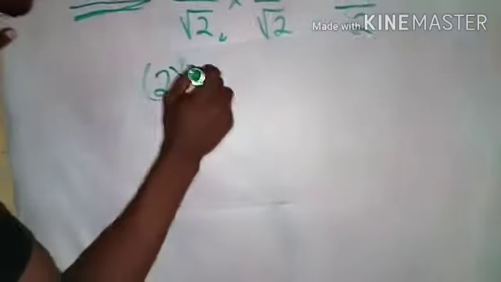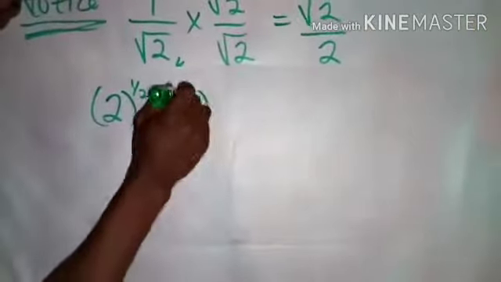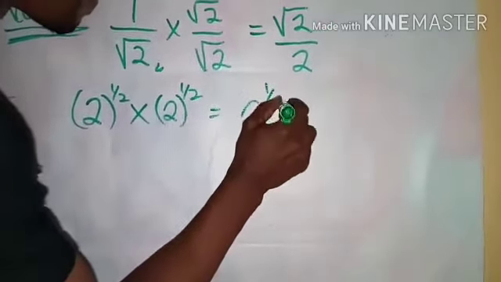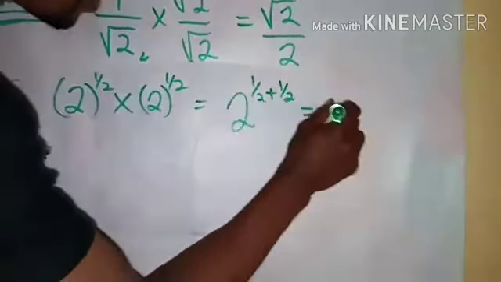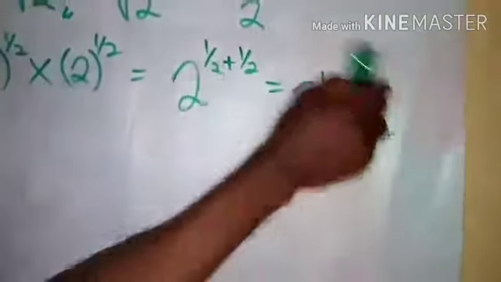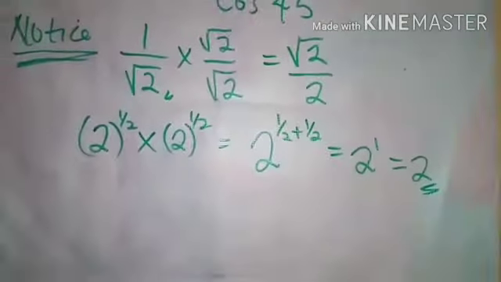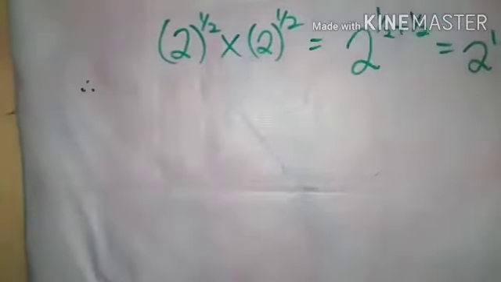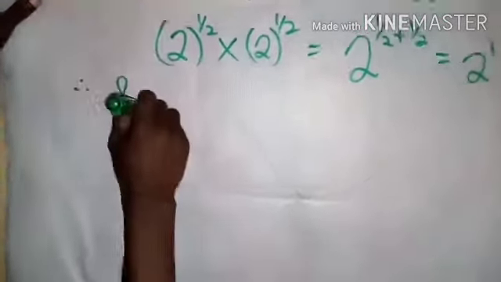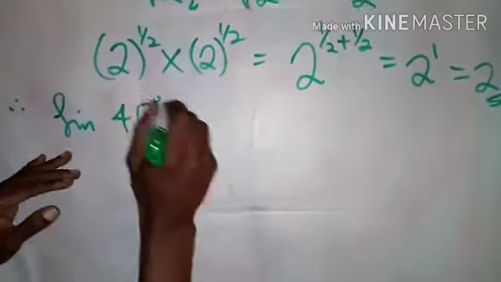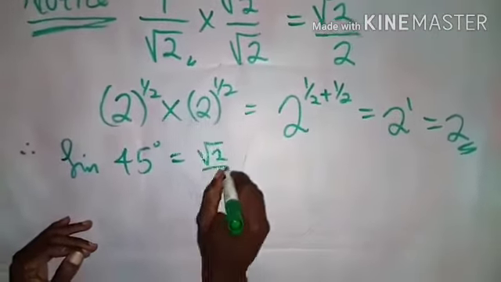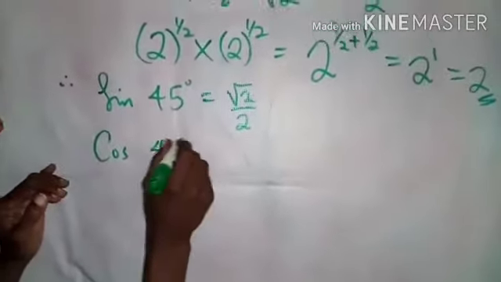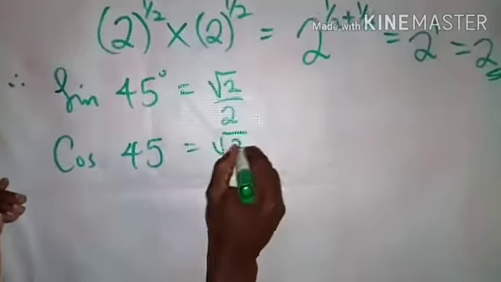When you do it that way, it's as good as having 2 to the power half plus half, which is the same as 2 raised to the power 1, and 2 raised to the power 1 is 2. So that's how we come about this 2. Therefore, sine 45 equals root 2 over 2, and the same applies for cos 45, which is also root 2 over 2.